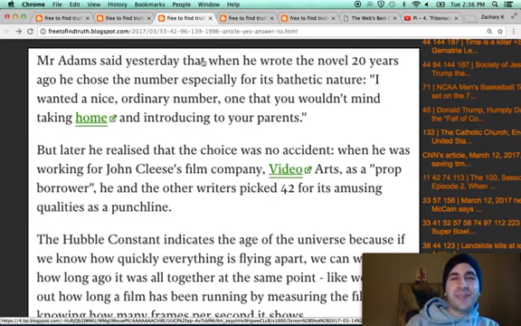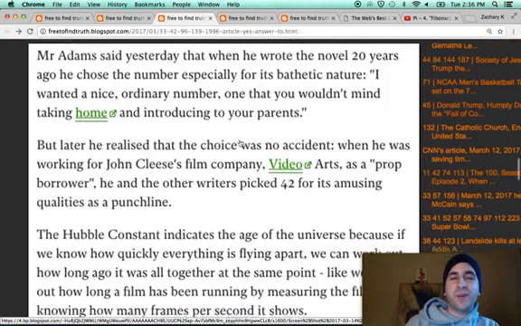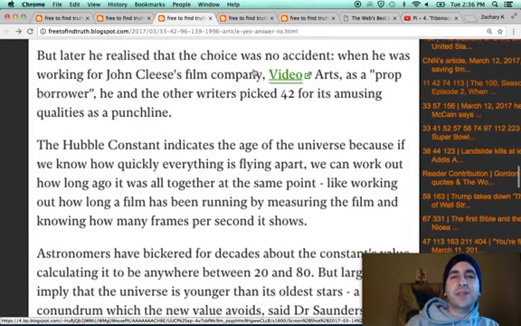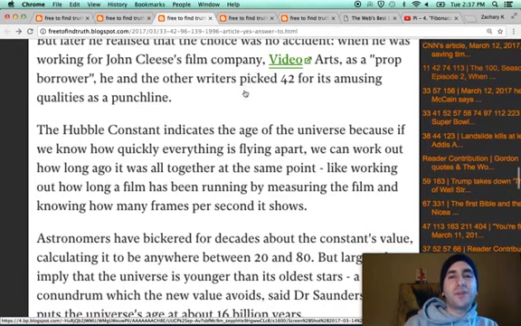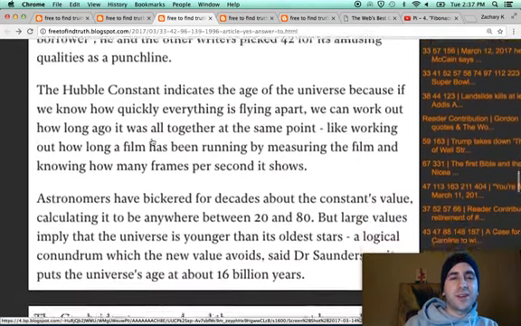Mr. Adams said yesterday that when he wrote the novel 20 years ago, he chose the number especially for its pathetic nature. "I wanted a nice, ordinary number, one that you wouldn't mind taking home and introducing to your parents." But later he realized that the choice was no accident. Understand that this story he's telling people is complete bullshit. The reason he chose the number is because he's a Freemason, which we'll get to. When he was working for John Cleese's film company, Video Arts, as a prompt borrower, he and the other writers picked 42 for its amusing qualities as a punchline.